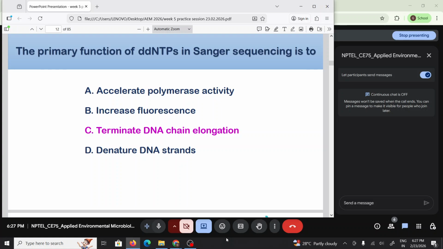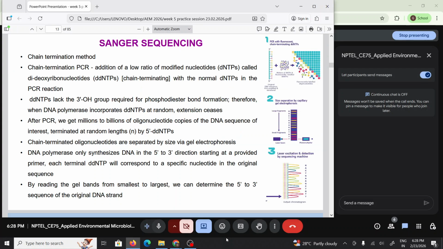Okay, so the answer for this is the termination of DNA chain elongation. So that is why we use ddNTP, so that the chain further does not elongate because it lacks a hydroxyl group at the third carbon position in the sugar base of the nucleotide. Okay, so this is the overview of Sanger sequencing.